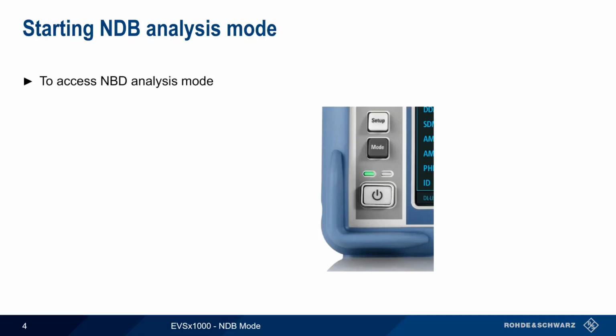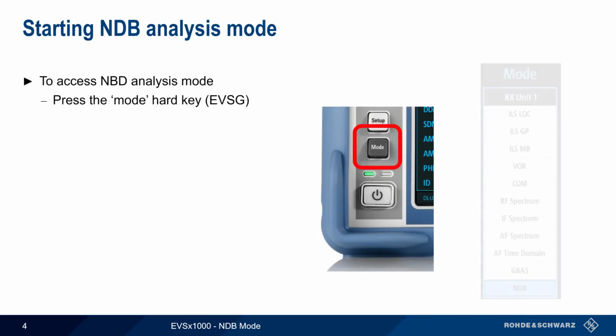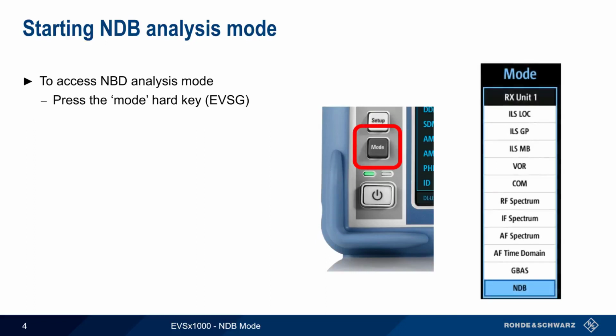To access NDB analysis mode on the EVSg1000, simply press the Mode hard key on the front of the instrument and select NDB. If operating the EVS over VNC, press M, and then use the down arrow to scroll through the list of available analysis modes.